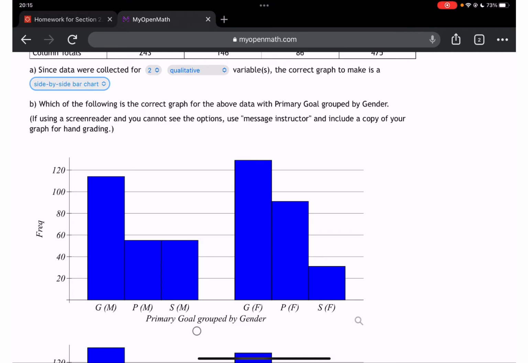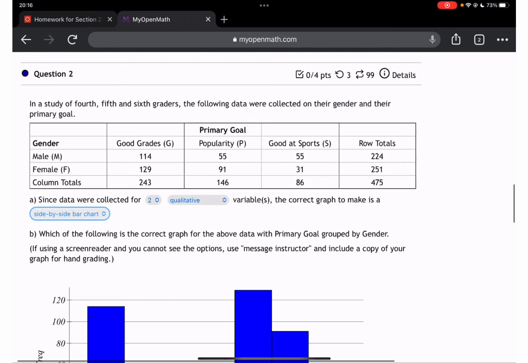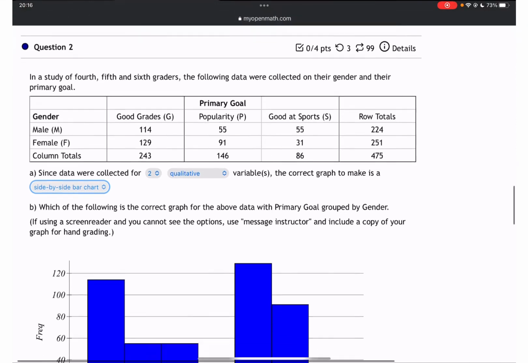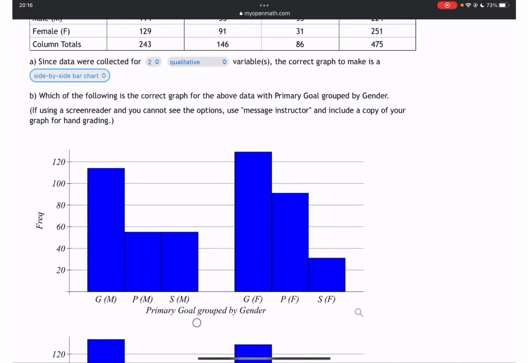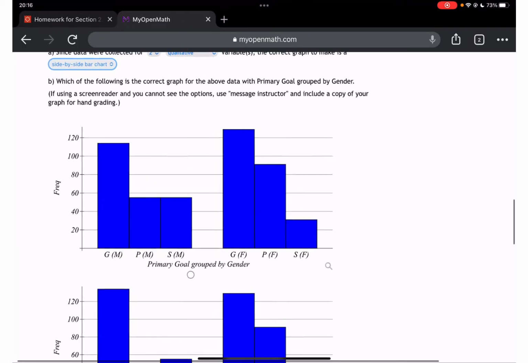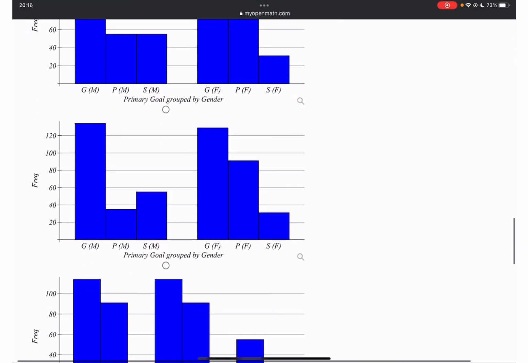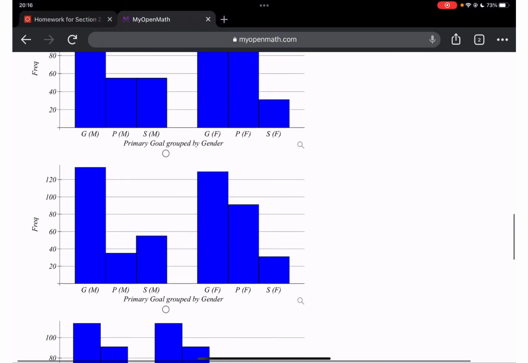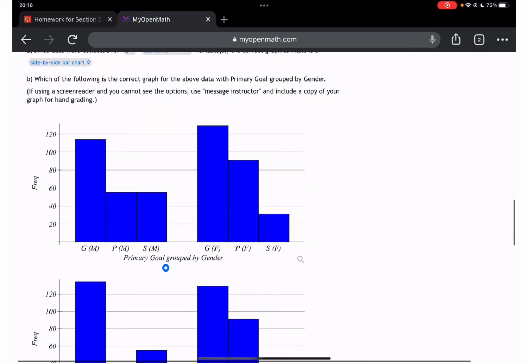Okay. So for male, let's go for male. For male, we are going to have 114, good grade, 55 and 55. So one is going to be 114, the other two columns are going to be the same length. So 104 looks like it is this one. How am I going to make the choice? This one. Okay, looks like this one.